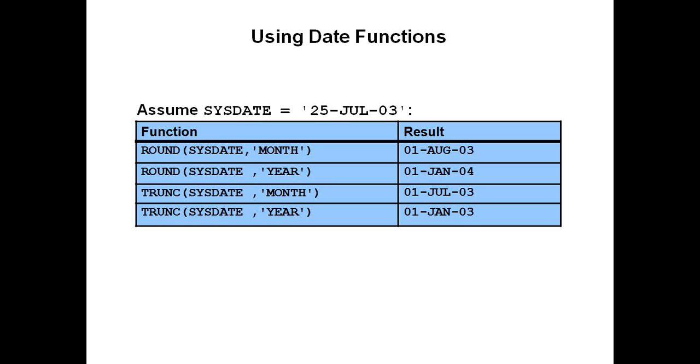If you go by truncate, then it will go back. Like 25th July is there. If you truncate that by month, it will go back to 1st July. Or if you truncate it by year, it will go to 1st January.